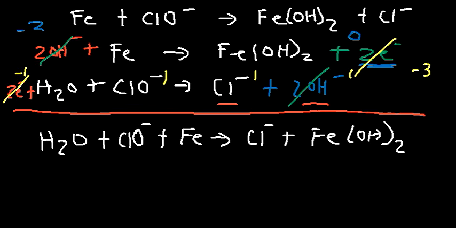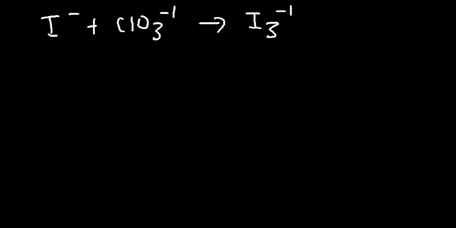And that's it. And that half reaction is now balanced. So let's try another example. So let's say if we have iodide plus chlorate, and let's say that converts into the triiodide ion and chloride.